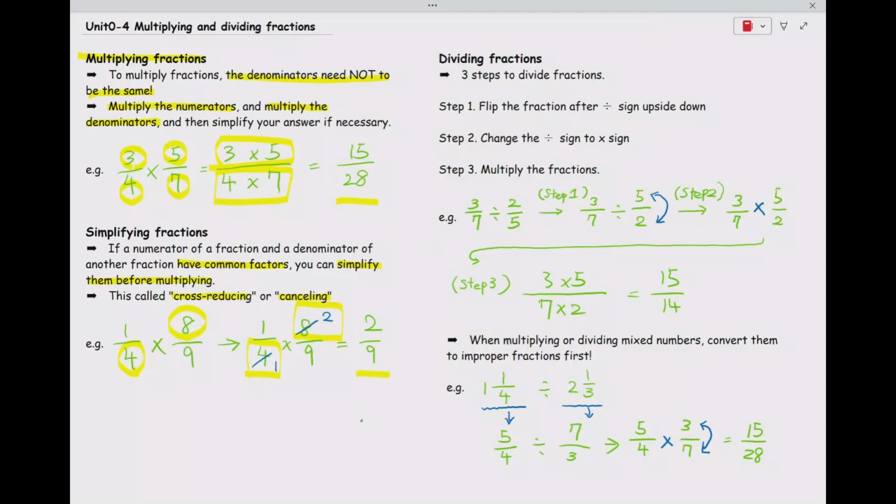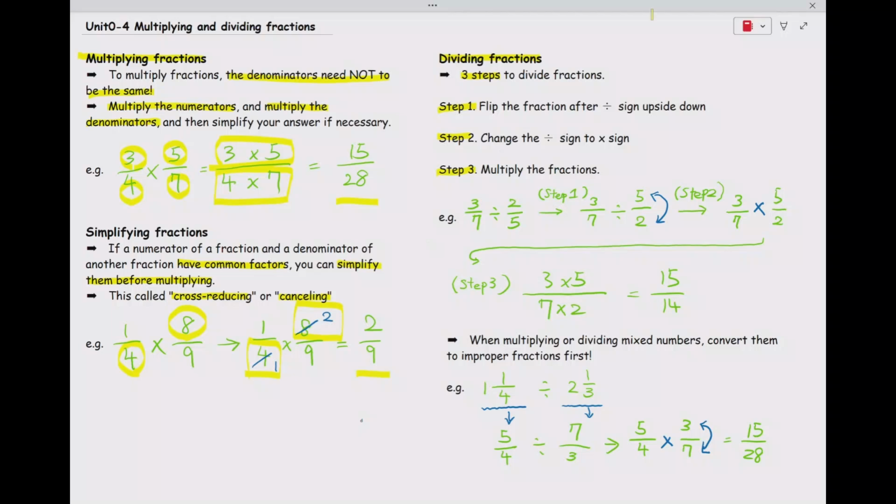Okay, let's move on to dividing fractions. To divide fractions, you can do them in 3 steps. Step 1. Flip the fraction after the division sign upside down. Step 2. Change the division sign to multiplication sign. Step 3. Multiply the fractions normally. For example, 3/7 divided by 2/5 is given.